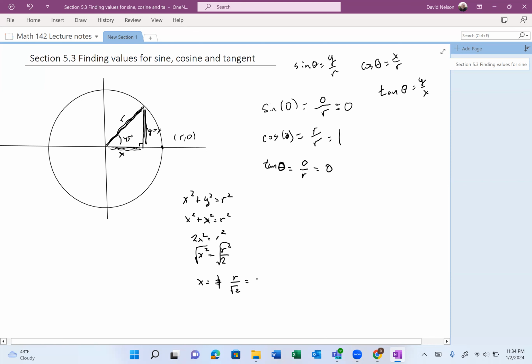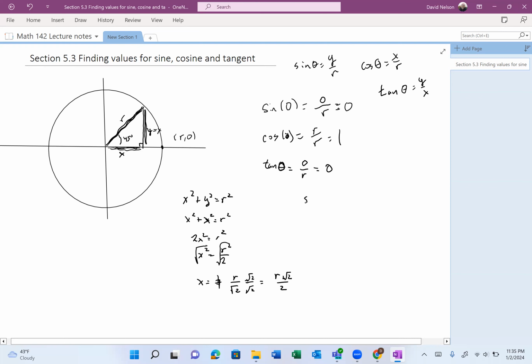And we can clean that up a little bit. Let's multiply by 1 in the form of square root 2 over square root of 2. And we'll get r times the square root of 2, all divided by 2.